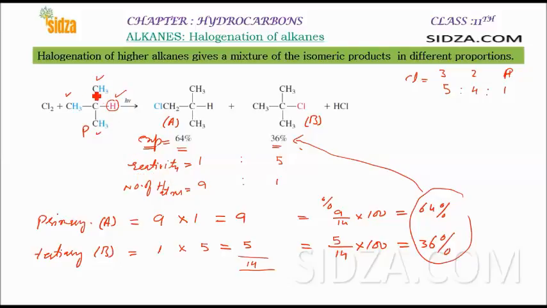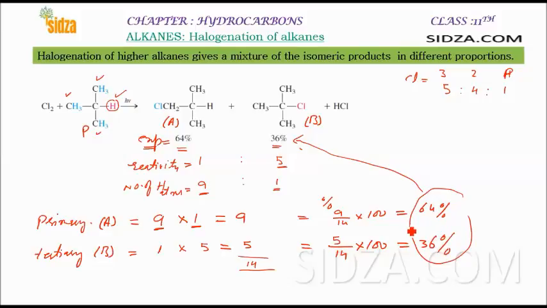Not only the number of hydrogen atoms: from the number of hydrogen atoms we can expect it should be 9 times more than the primary one. But as per the reactivity order, the tertiary should be 5 times more than the primary. The actual ratio is the combined effect of the reactivity and the number of hydrogen atoms. Reactivity here is 5 and the number of hydrogen atoms is 1, and then we get the relative ratios.